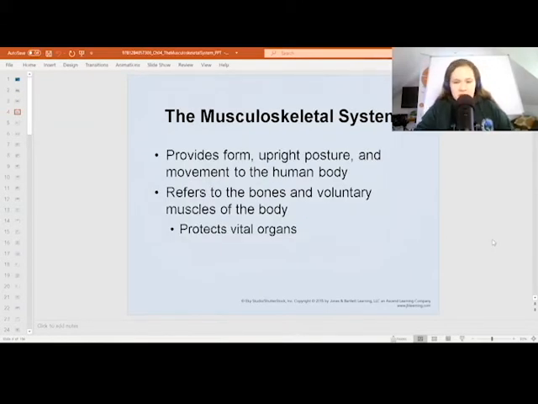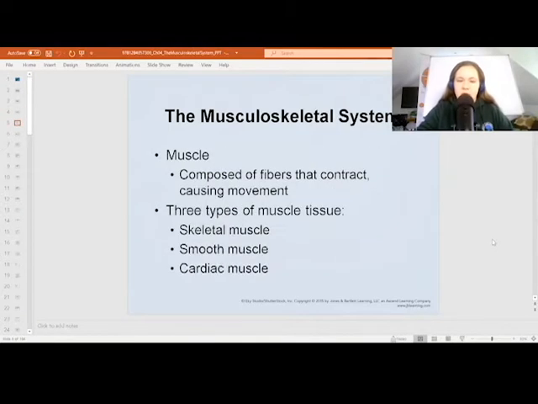The musculoskeletal system provides form, upright posture, and movement to the human body. This refers to the bones and voluntary muscles of the body, and this also protects the vital organs. Your muscles are composed of fibers that contract, causing movement. There are 3 types of muscle tissue: skeletal muscle, smooth muscle, and cardiac muscle.